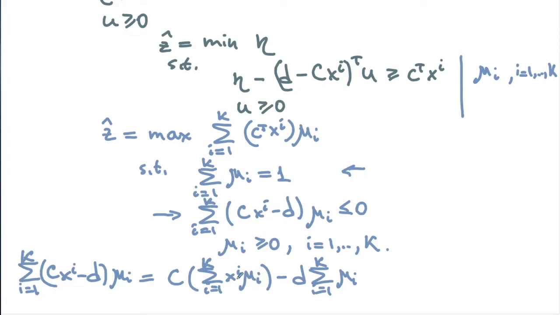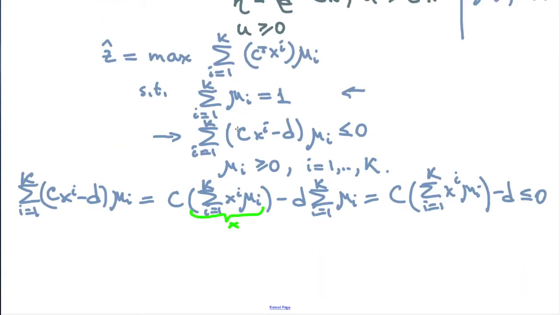All right, so therefore, by looking at all possible mu i's that add up to 1 and are all non-negative, we will obtain essentially all possible convex combinations of the points xi's, which means that we are going to get the convex hull of this set X. All right, so you have here C multiplied by the summation for i between 1 and k of xi's mu i's minus d, and this is less than or equal to 0.